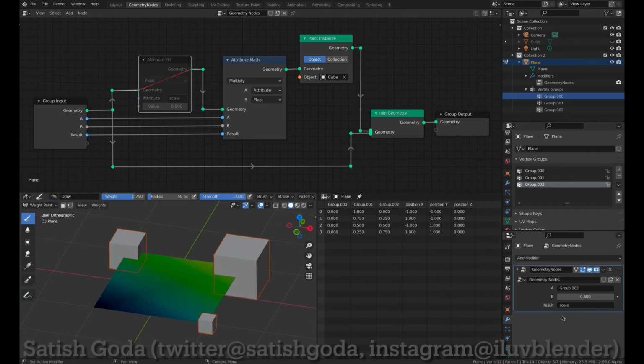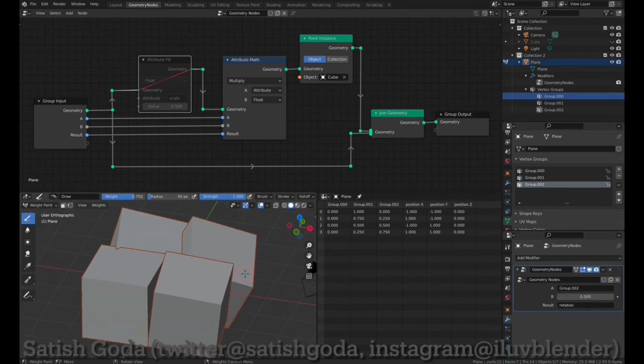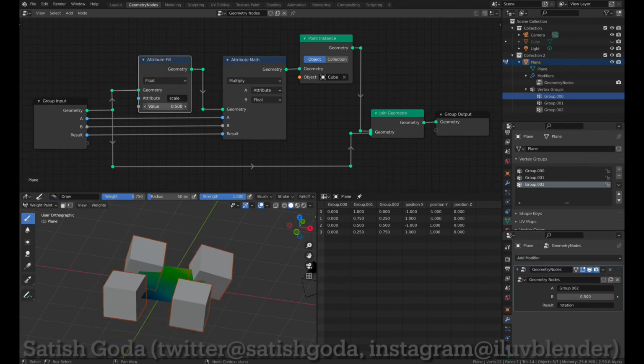Cool. Now let's affect the rotation of the instances. So now I'm affecting the rotation. So I'm gonna enable the scale so that I can actually see what's going on. Okay, so this is group 2, and then let's switch to group 1.